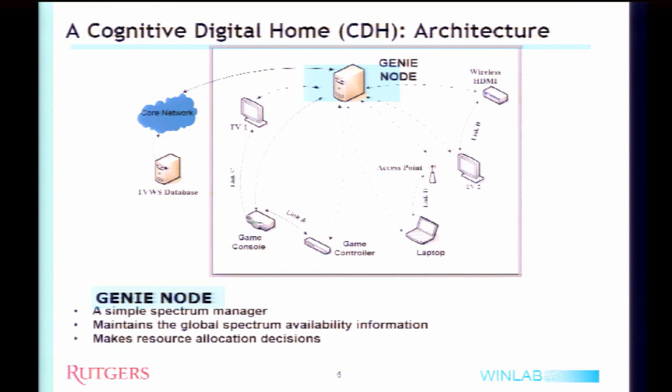In order to tackle this problem, we proposed a framework named Cognitive Digital Home, CDH. This is a simple illustration of the architecture. There are three major parts. The first one is the Genie node. The Genie node is a simple spectrum manager, and it can maintain the global spectrum information in a home. It also makes resource allocation decisions and handles resource management across the CDH.